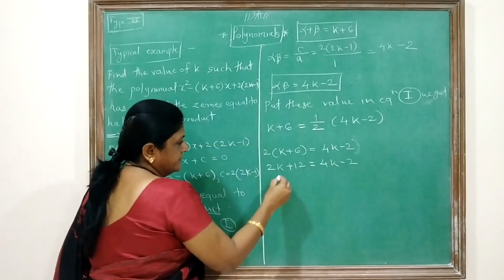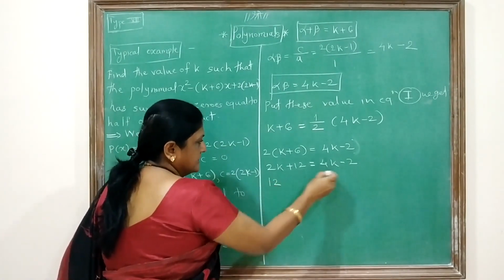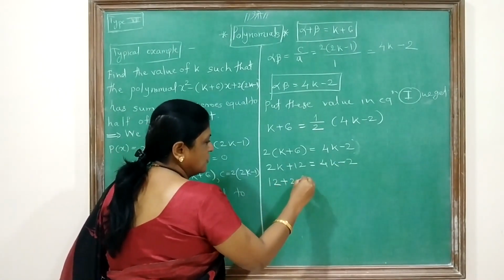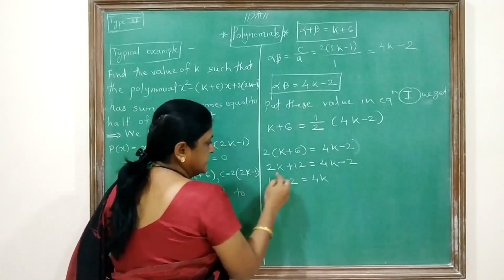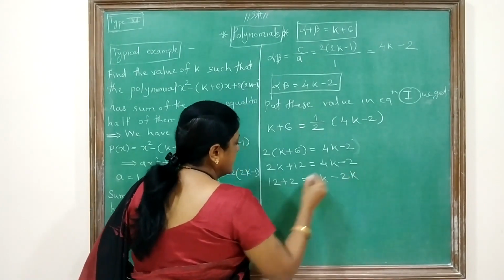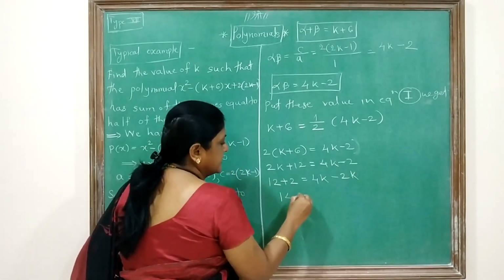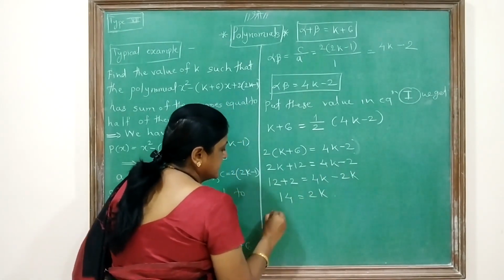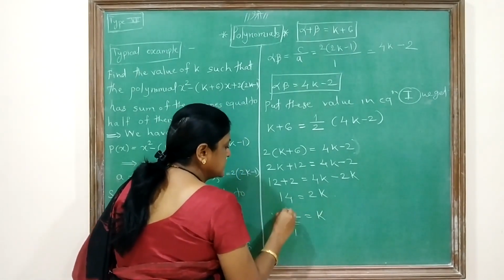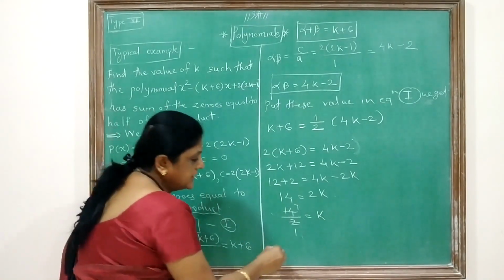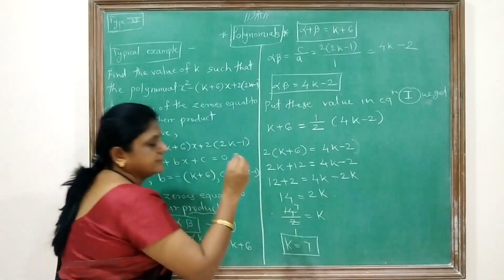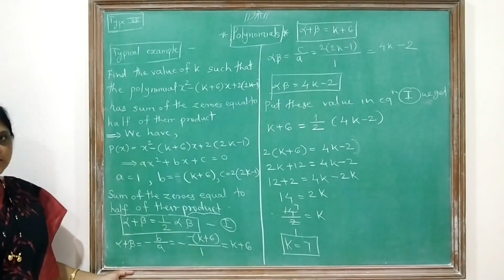Then here, this minus 2 will be transferred to the LHS, then you will get 12 plus 2 equal to 4k. This 2k is transferred to the RHS, then minus 2k. Then 12 plus 2 is 14 equal to 2k. That is 14 divided by 2 equal to k. Then 2 1s are 2, 2 7s are 14. So what is the value of k? k is 7.